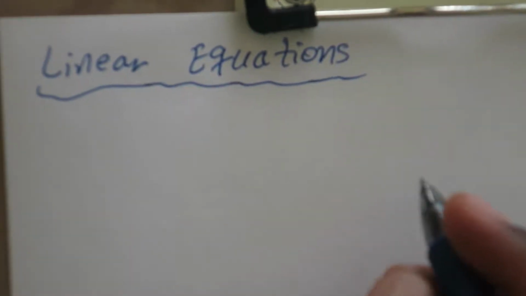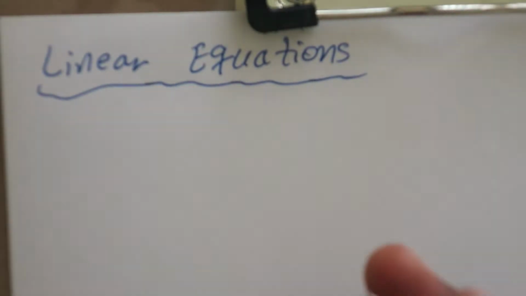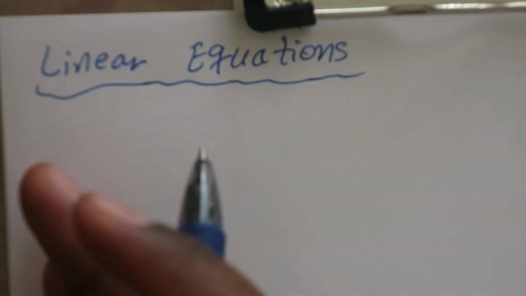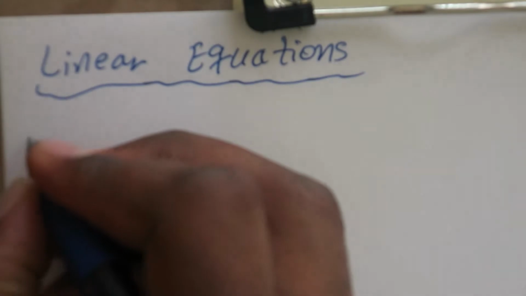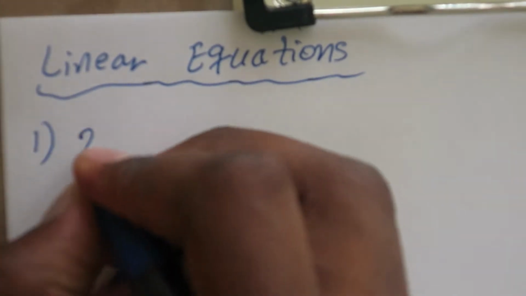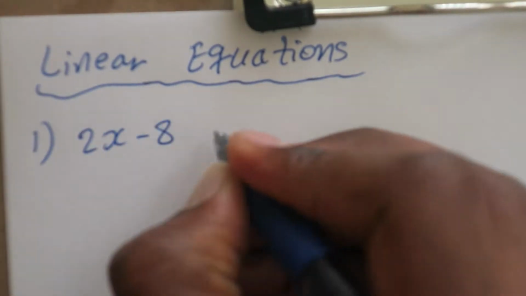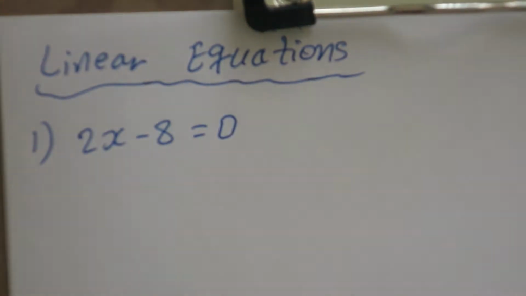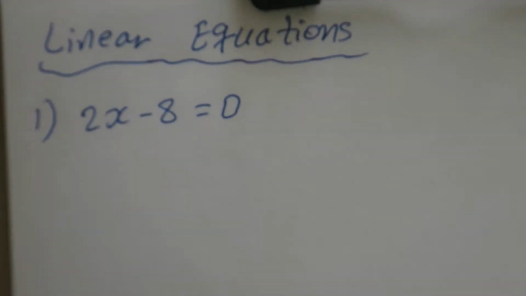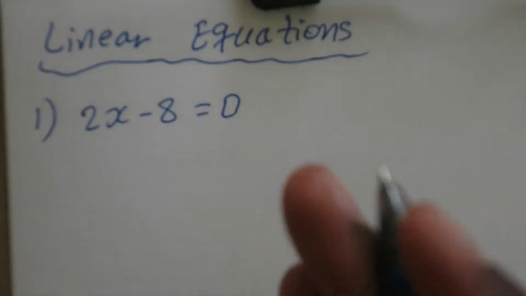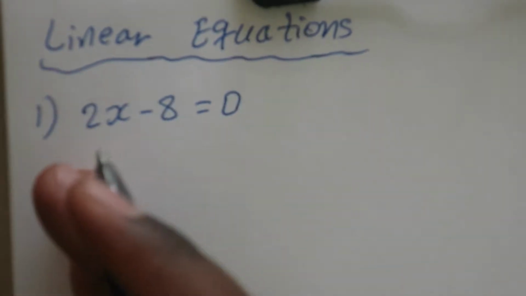In this video, I'll show you how to solve linear equations, from a very simple problem to a little complicated problem. So the first problem that we want to see here is 2x minus 8 equals 0. Now to solve this problem, I need to isolate the variable x on one side, which means I have to get rid of the 8 and the number 2.